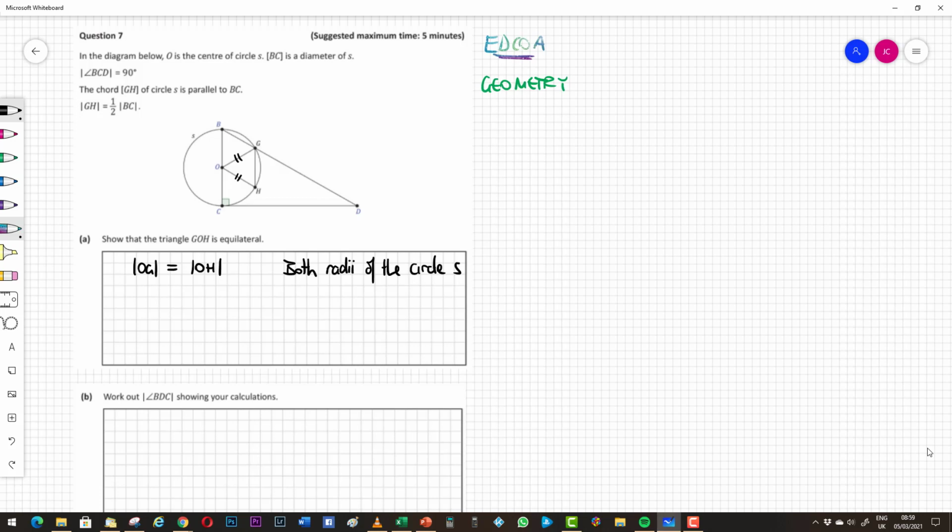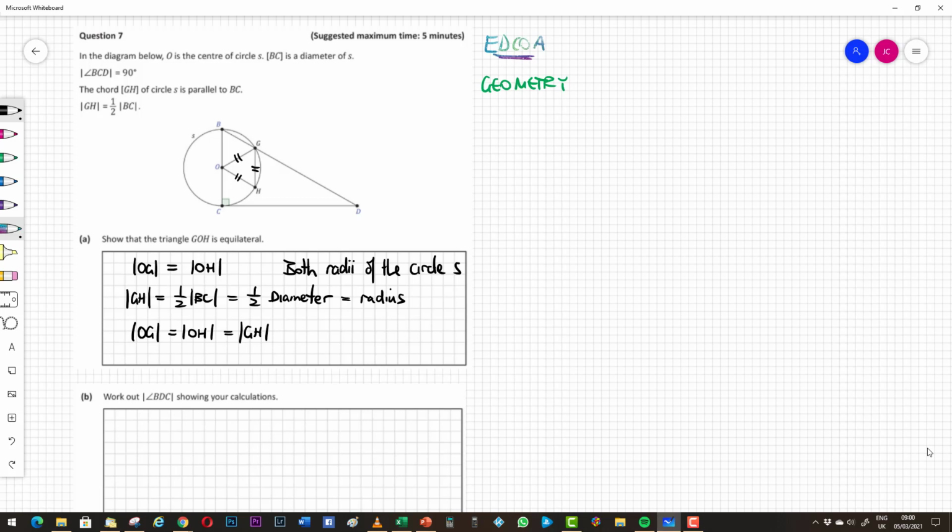The next thing we're going to say, well, G to H, so GH is equal to a half of BC. Now BC is the diameter of the circle, so GH is equal to half of the diameter. And what do we call half of a diameter? We call it a radius. So if OG equals OH, because they're both equal to the radius, and then GH is equal to the radius, we can say that OG is equal to OH, which is equal to GH, which is here.